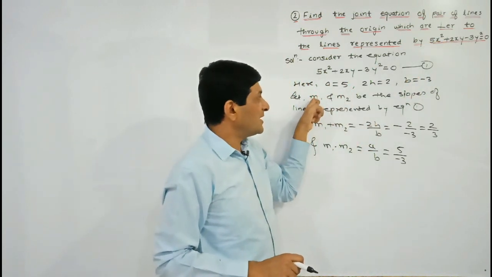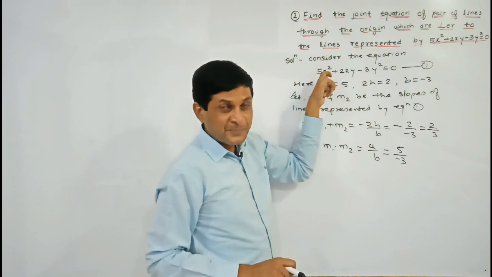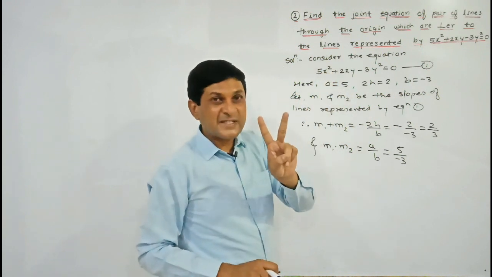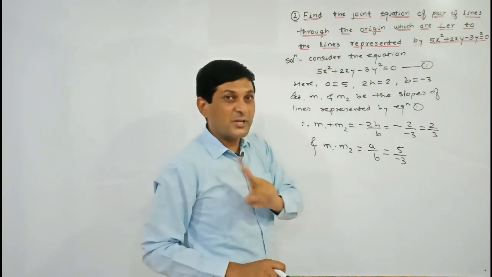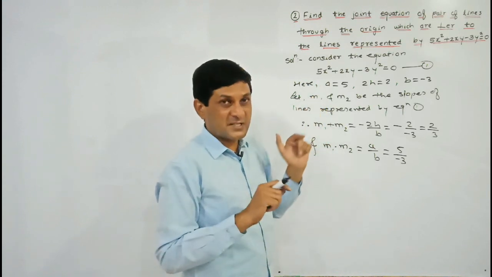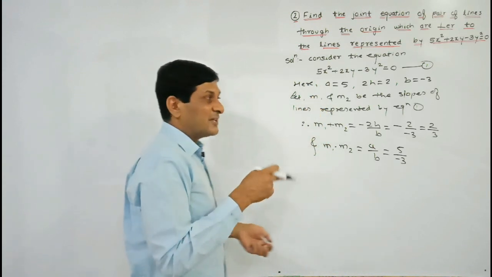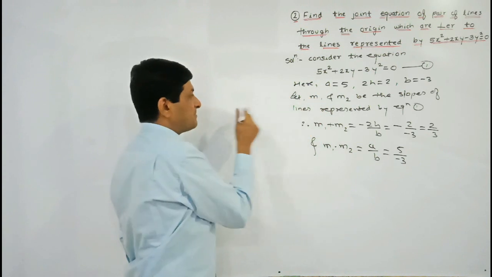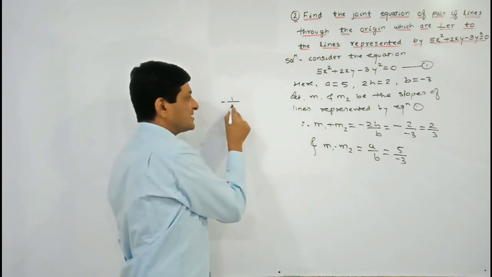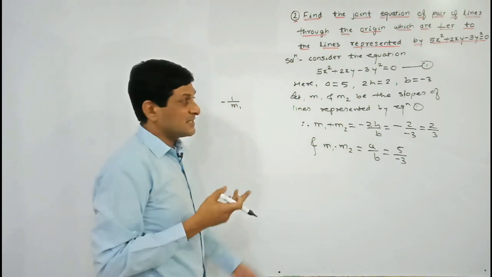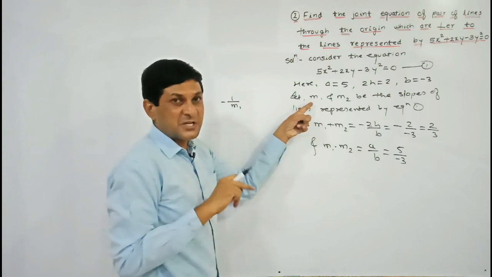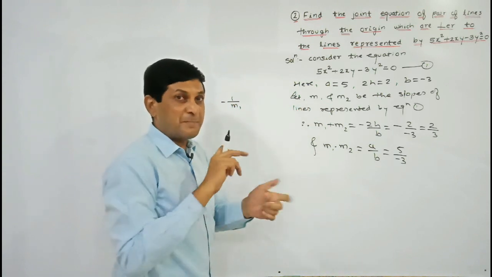And what are the slopes of the lines represented by this equation? m1 and m2. If m1 is the slope of the first line, a homogeneous equation represents what? Two lines passing through the origin. m1 is the slope of the first line. If the slope of one line is m1, then what will be the slope of the line perpendicular to this line? Minus 1 upon m1. Just simply multiply by minus and take its reciprocal. We will get the slope of the perpendicular line.